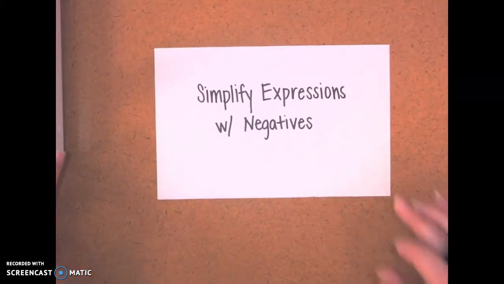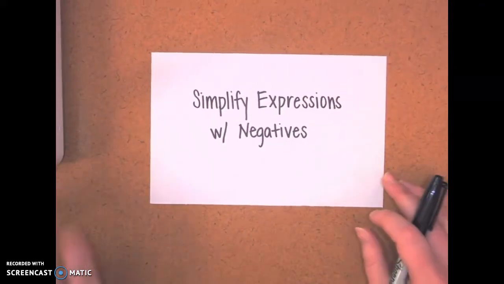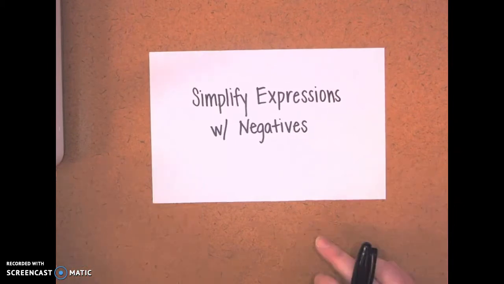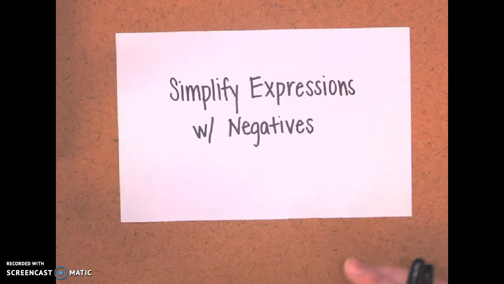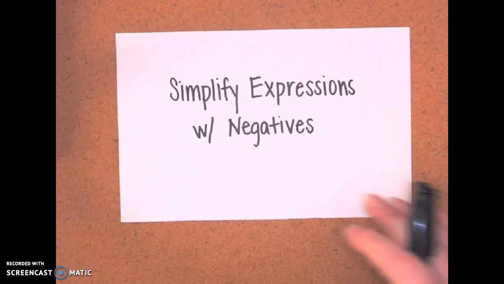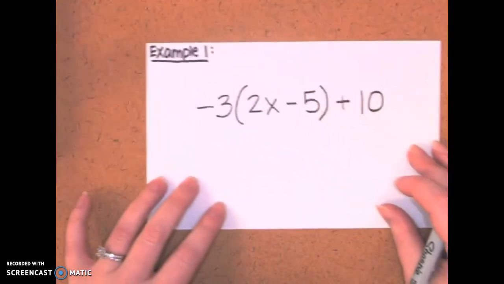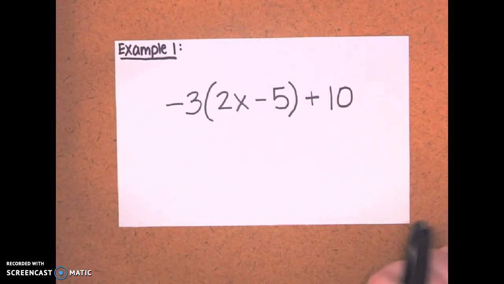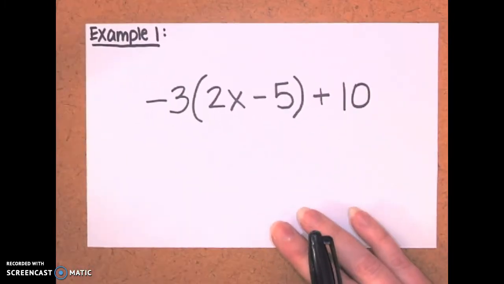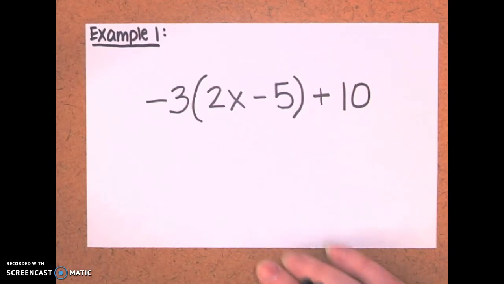All right, in your notebook, you need to title your next page Simplify Expressions with Negatives. Go ahead and pause the video until you're done with that. Okay, we are going to do 2 examples together, and then you'll do 2 on your own. This is the first one. Go ahead and pause the video and get this written down.